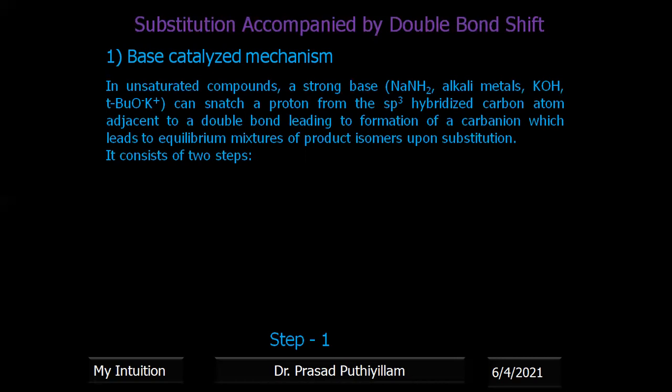In the first one, to an unsaturated compound, a strong base is added. Examples of strong bases are given here. NaNH2 becomes Na plus and NH2 minus. Even alkali metals, potassium hydroxide, or the potassium salt of tertiary butoxide. So this is butoxide, a negative charge, and K plus represents it is a salt of potassium. It can snatch or take a proton from the sp3 hybridized carbon atom adjacent to a double bond, leading to the formation of a carbanion. Carbanion means carbon with a negative charge, which leads to equilibrium mixtures of product isomers upon substitution.